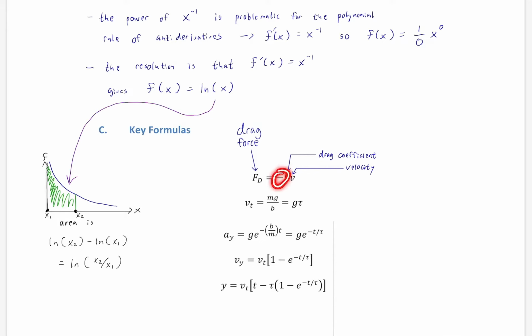The negative, by the way, is just the fact that it's an opposing force, kind of like the negative that shows up in Hooke's law, because it opposes the motion. Okay, but why is it bv? Well, because the idea is that the drag force is proportional to velocity.